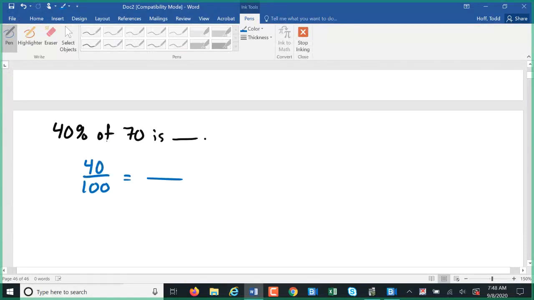equals, well, of 70. Once again, we can read that as out of 70. It implies the 70 goes on bottom. It's out of 70. And then 40% is blank. It implies that that missing number goes with the 40. And once again, we cross multiply and divide. The two numbers that are diagonal are 40 times 70, 2,800. The number that's diagonal to the missing number is the 100, so we divide by 100, giving us 28.